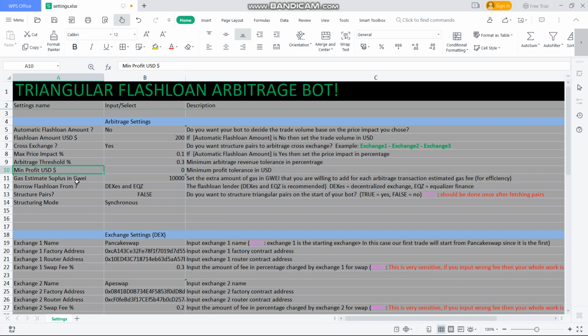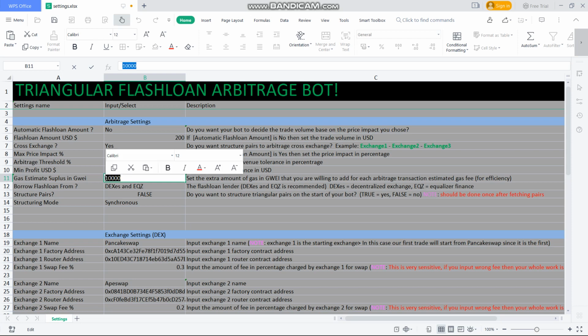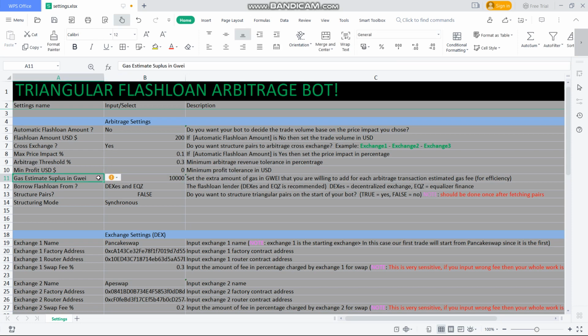And the gas estimate surplus in GWEI. As the settings explain, set the extra amount of gas in GWEI that you are willing to add for each arbitrage transaction. So this is not the gas limit, but it's actually added to the gas limit for efficiency. What it means is that your bot will automatically calculate the cost of each triangular arbitrage that it is going to execute. And once it calculates the cost, you want to extend the gas limit. So the amount you specify here will be added to the gas estimate that it calculated. It's just to make sure that our arbitrage is executed. The gas limit is not actually the price of the gas fee that we are going to pay. It just means if the gas is greater than the estimated amount plus this, then do not execute the arbitrage.